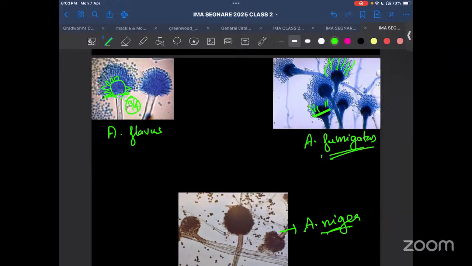Now Niger, it is black in color. Also the vesicle is fully covered. See, the vesicle is fully covered by the conidia. So that is Aspergillus niger.